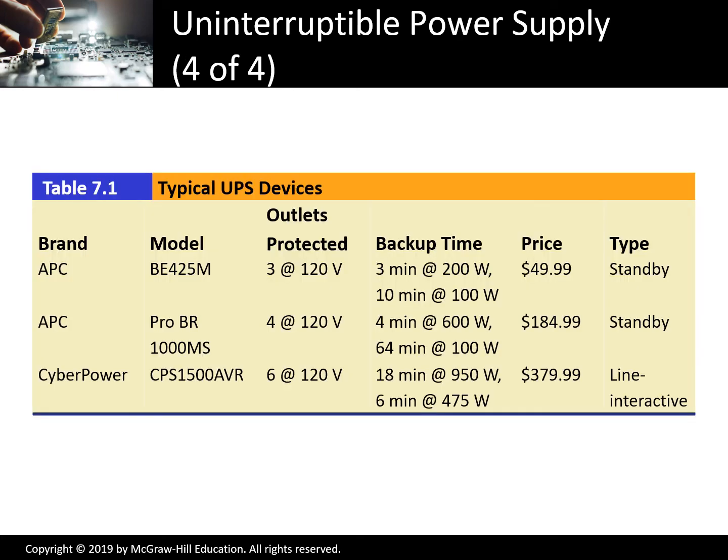So, the more expensive, the longer it will last. The longer it lasts, the more expensive. Okay. So here we got 3 brands, 3 models. They're all protecting a number of sockets at 120 volts. But look at how long these things last. If you want one that's going to go a long time, 18 minutes is a long time, it's close to $400. However, if your router's doing something that's very important, this might be a good investment, or to have alternate power supplies.